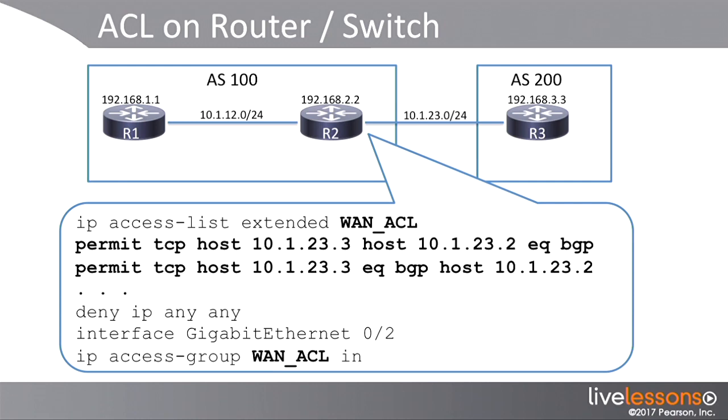AS. If you look at the configuration on router 2 on the interface connecting to AS200, you will notice that there's a WAN ACL configured under it. And under the WAN ACL access list, you have a couple of entries.